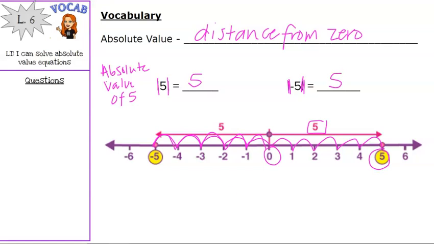So if I rewrote this as an equation, the absolute value of x is equal to 5, well, x could be either +5, because if I put 5 in there, I got out 5, or x could be -5, because -5 also gives me an absolute value of 5. So when we're working with absolute value, we're always going to have 2 solutions, a positive version and a negative version.